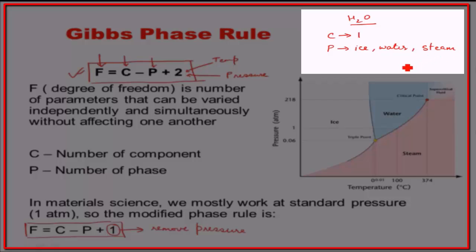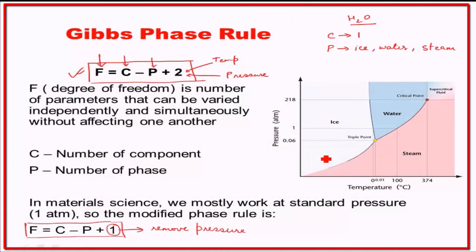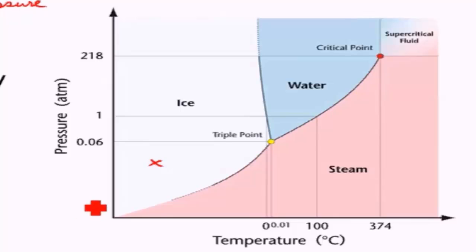Now if we need to find out the degree of freedom at any place, we need to identify how many phases are there at that place. So to begin with, let's say we want to examine this location. Here the only phase available is ice, right? Since the only phase available is ice, we will take P as 1. Component is already 1, fixed for the whole phase diagram. Therefore the degree of freedom F comes out to be 1 minus 1 plus 2, which is 2. Now when I say 2 is the degree of freedom at this location, what does this mean?